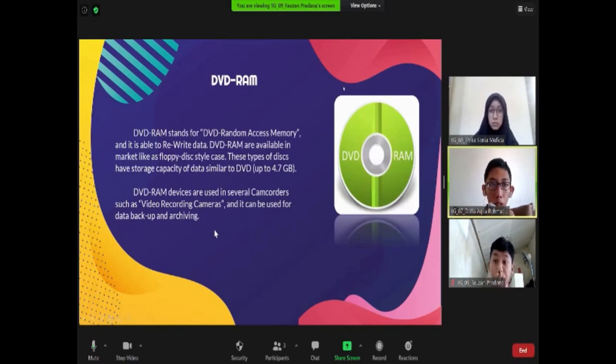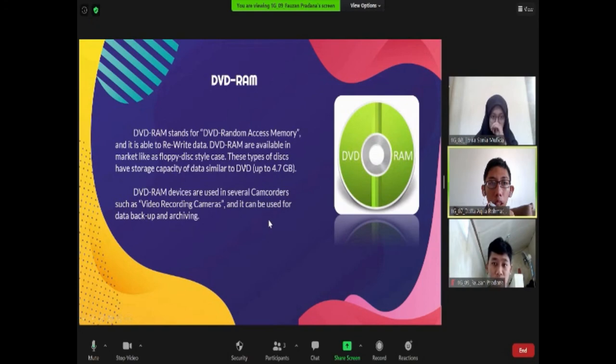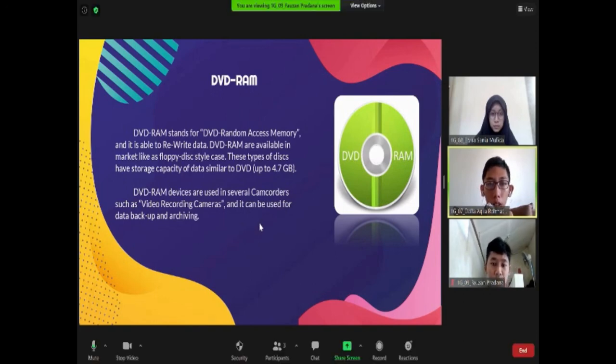DVD RAM. DVD RAM stands for DVD Random Access Memory, and it is able to rewrite data. DVD RAM is available in the market in a floppy disk style case. These types of disk have a storage capacity similar to DVD, up to 4.7 GB. DVD RAM devices are used in several camcorders, such as video recording cameras, and can be used for data backup and archiving.